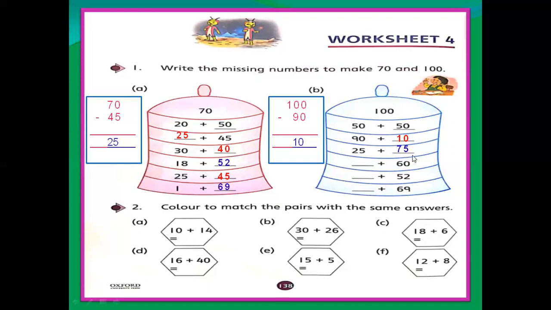Again, you can check. Now you will add these two numbers, 25 plus 75. 5 plus 5, 10. 1 will go to add into tens. 7 plus 2, 9 plus 1, 10. So 100. Next, 60 plus dash. So 100 minus 60. When you subtract 60 from 100, the answer will come 40 and you will write here 40.